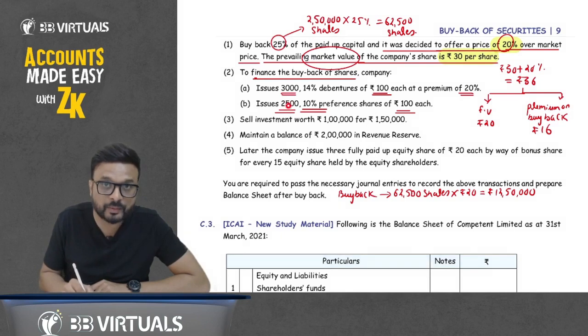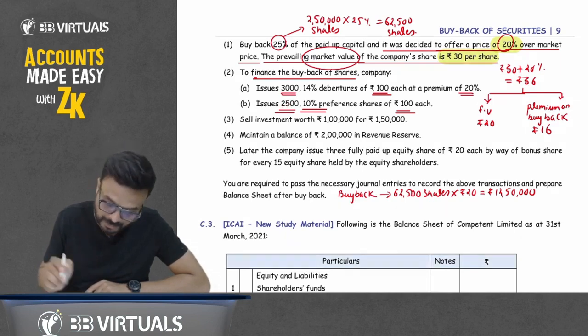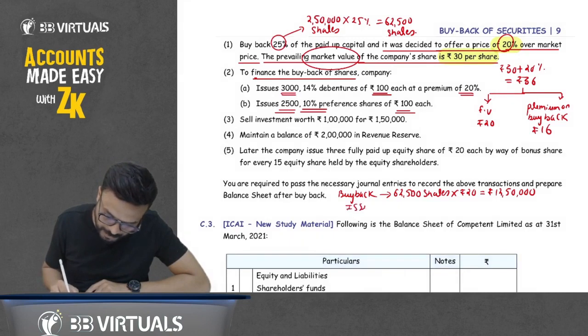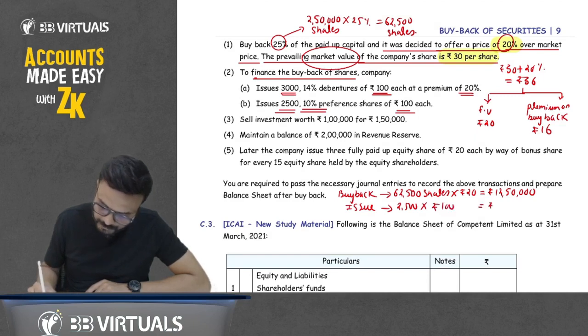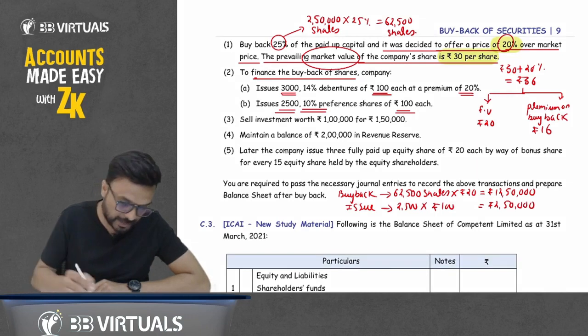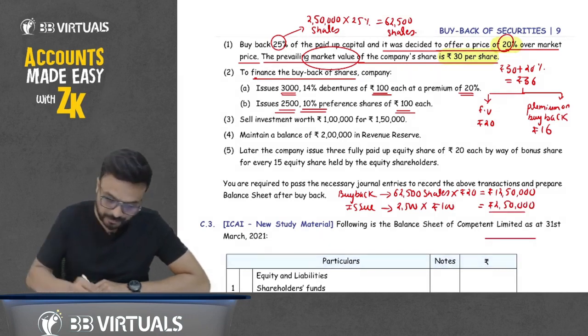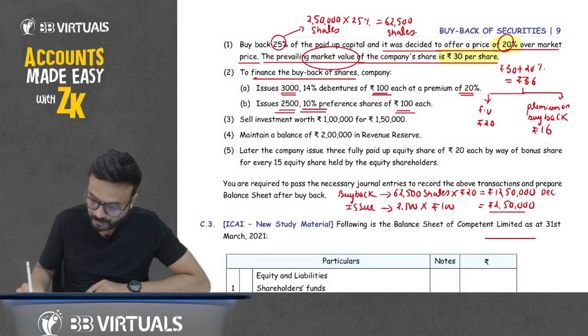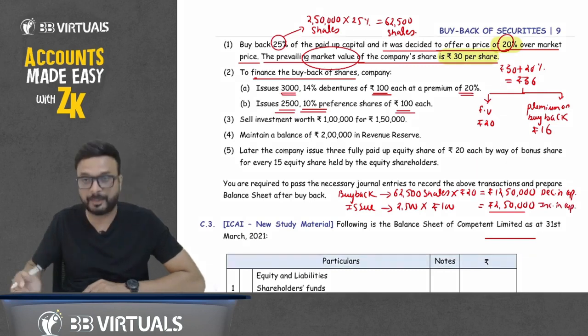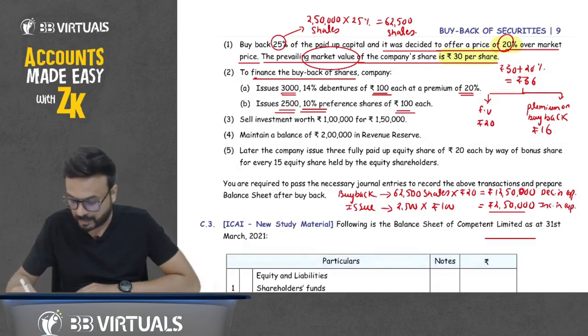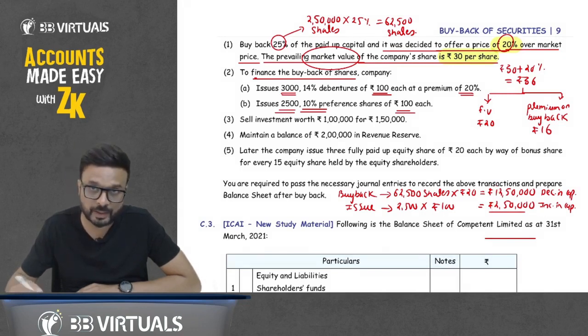Now we are issuing shares in the market. How many shares are we issuing? 2500 preferential shares of rupees 100 each. The capital will increase by 2500 multiplied by 100, that comes to 2,50,000. It means that at the time of buyback there is a decrease in capital, and at the time of issue of shares there is an increase in capital. The capital will decrease by 12,50,000 and increase by 2,50,000.